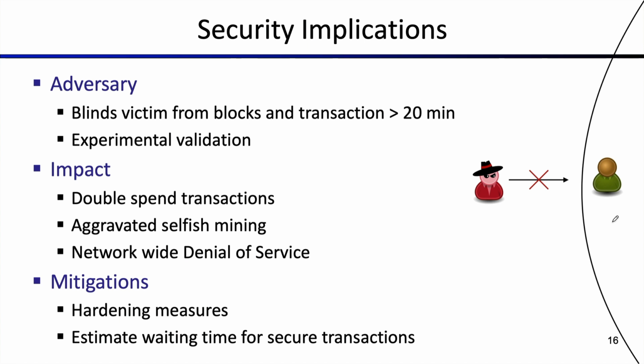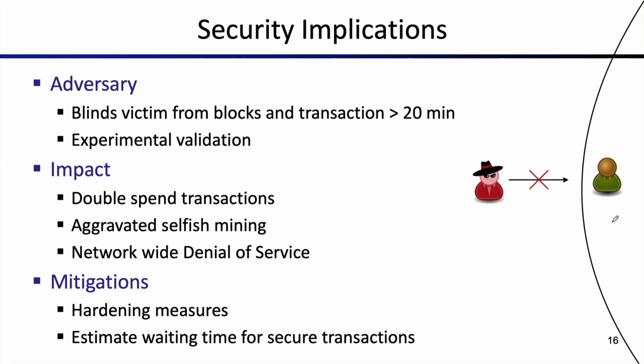So what are the security implications of these timeouts, specifically in Bitcoin? Well, there was the possibility to blind a victim from blocks and transactions for more than 20 minutes in Bitcoin. I've done an experimental validation, so this was actually tested in a local test network. The impact of these Eclipse attacks that are purely based on the propagation medium is that you can perform double spending transactions more easily, you can exercise aggravated selfish mining, and even network-wide denial of service attacks were possible at some point. Luckily, this did not happen.